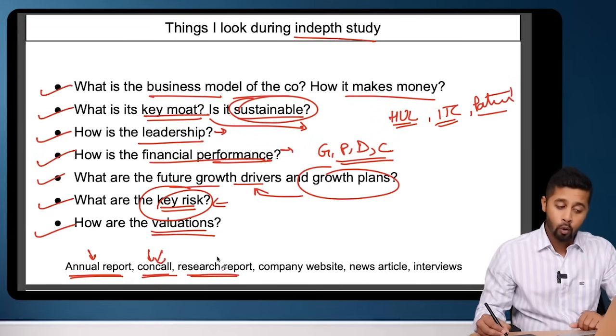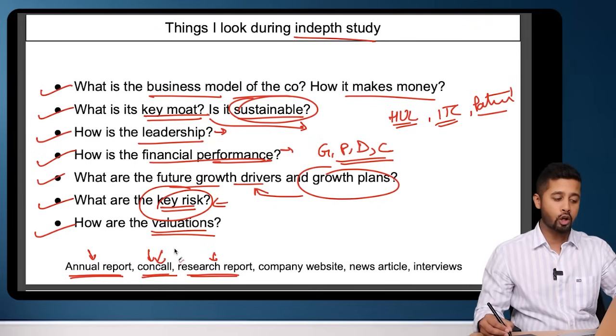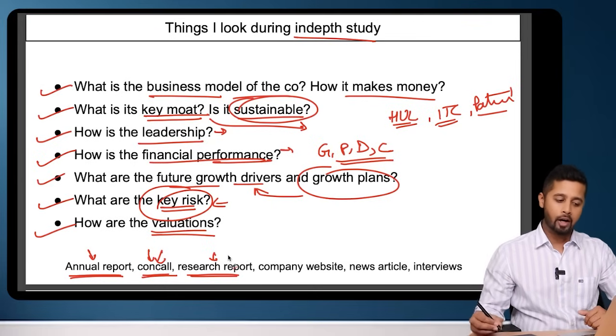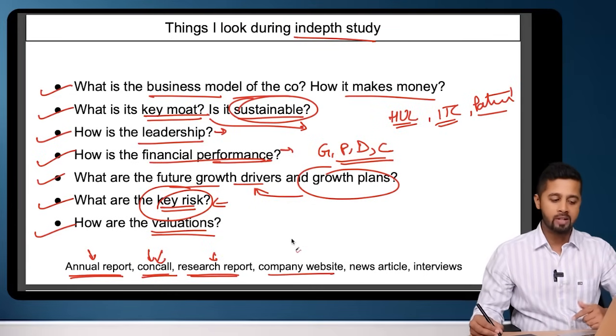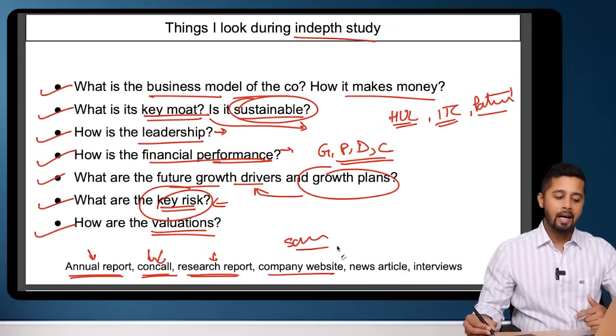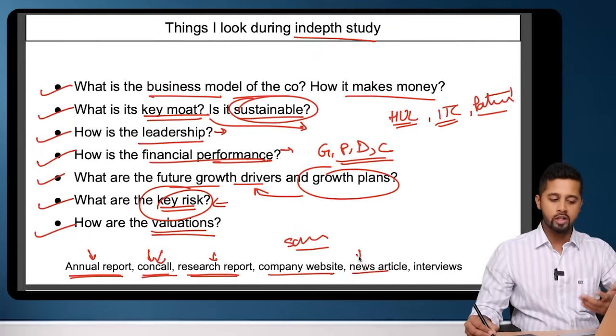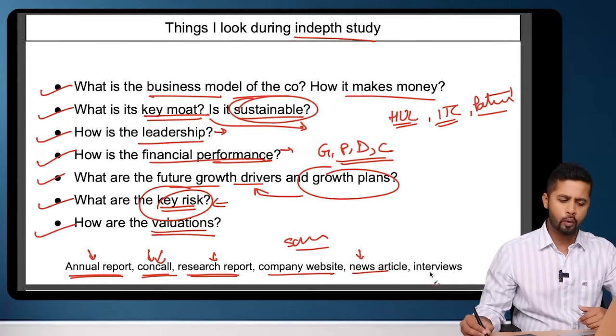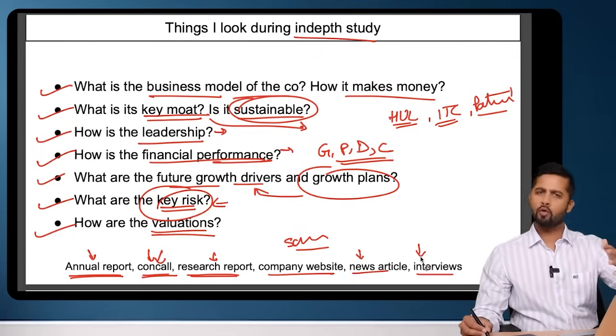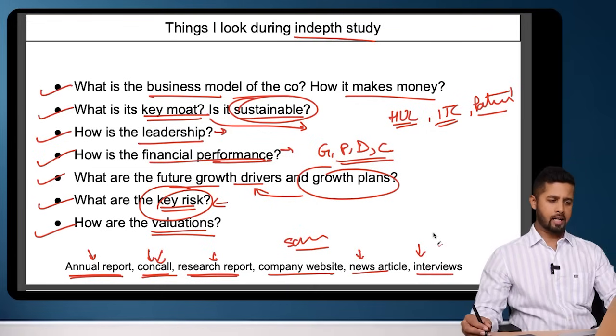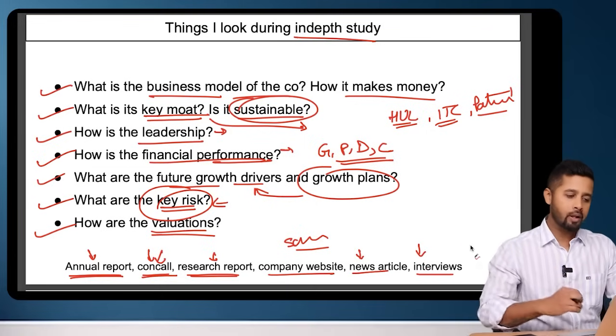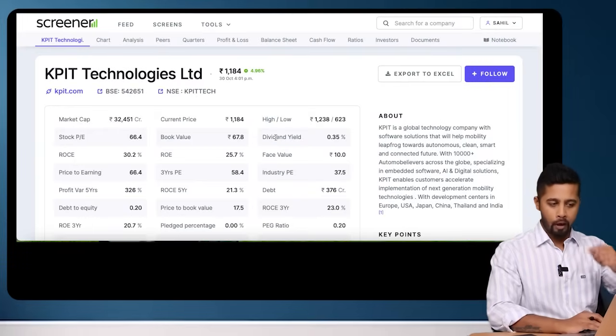Then there are research reports published by brokerage houses based on the con call and their research, which I try to understand. And how do I get this information? I get it on the company website. I get it on Screener, and of course I follow some news articles. In fact, I follow it on Twitter, and I also keep track of interviews, which I also get on Twitter itself. Now let's take one example and try to understand how to approach this.